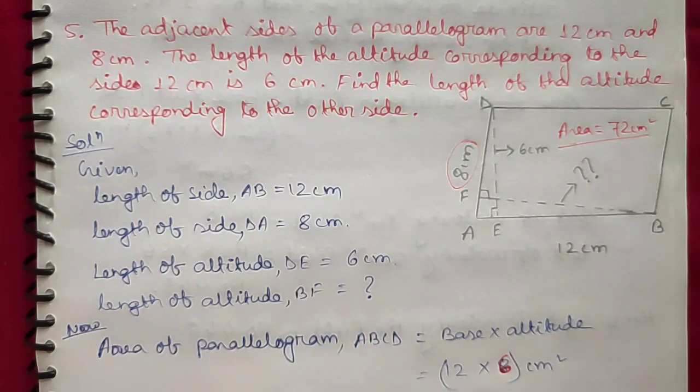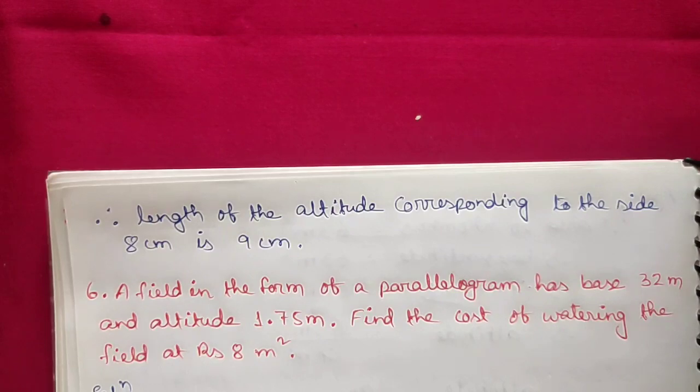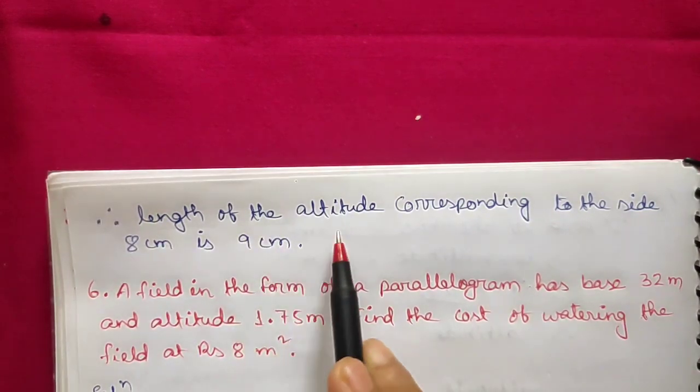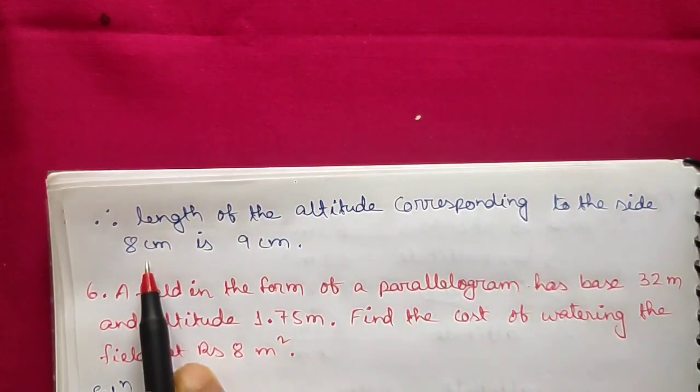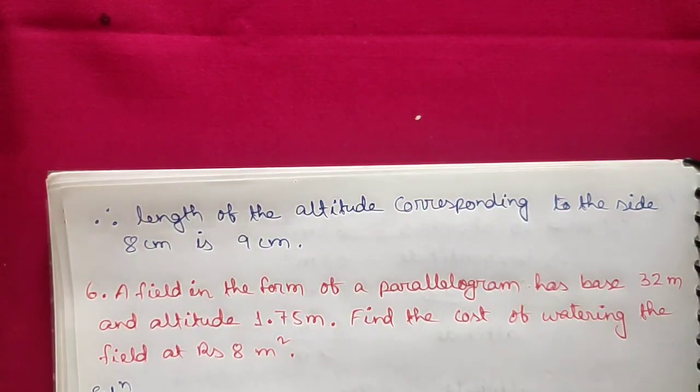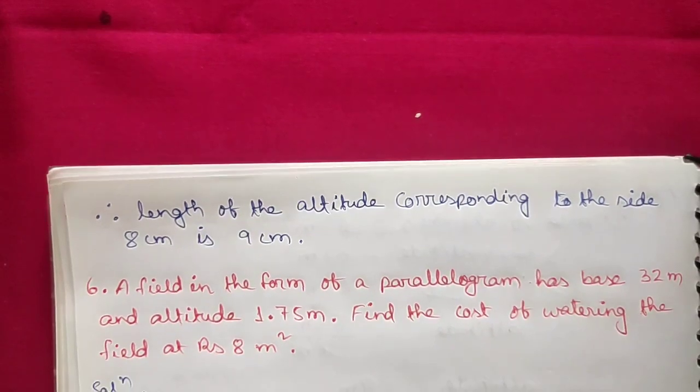72 centimeter square. Now there is multiplication, and if we change the side, it will be division. So x equals 72 divided by 8, which is 9. So the length of the altitude corresponding to the side 8 centimeter is 9 centimeter. How do we write the conclusion? Therefore, the length of the altitude corresponding to the side 8 centimeter is 9 centimeter. Okay, clear? Yes.